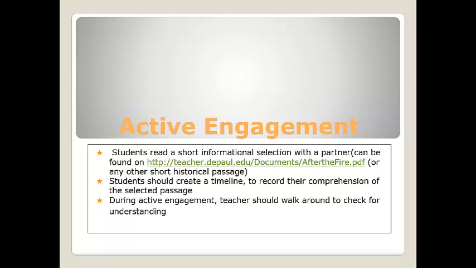Active engagement. Students read a short informational selection with a partner. Students should create a timeline to show their comprehension of the selected passage. I suggest that the teacher help them start their timeline, perhaps giving them the first important detail to put down and the last. During active engagement, teachers should walk around to check for understanding.